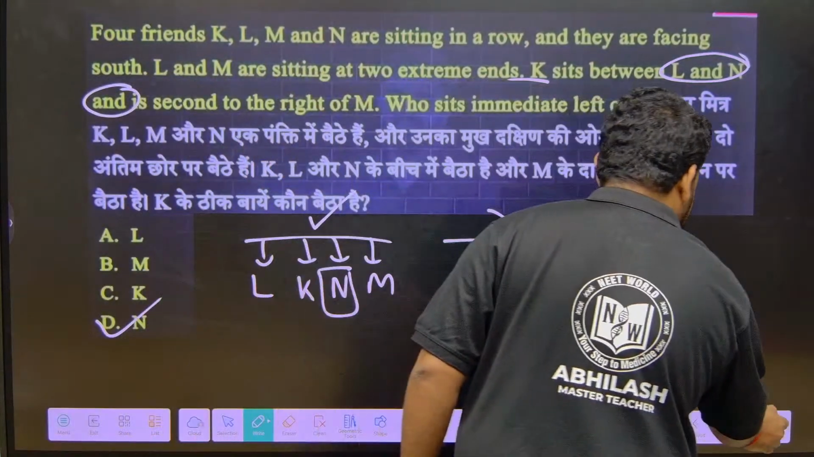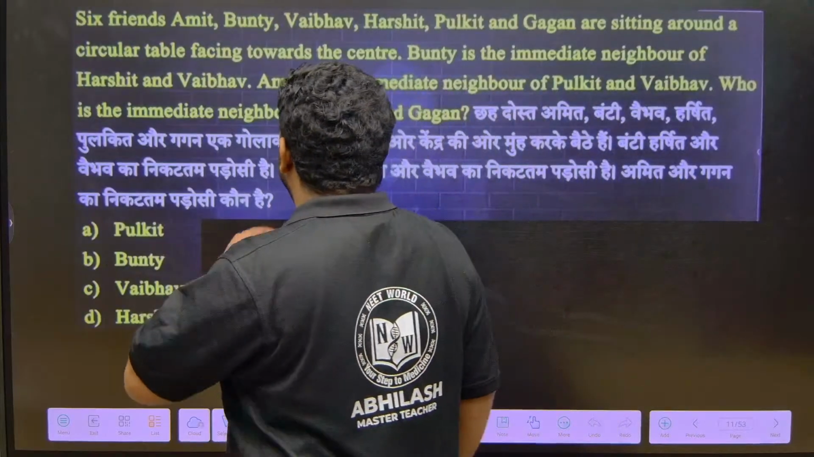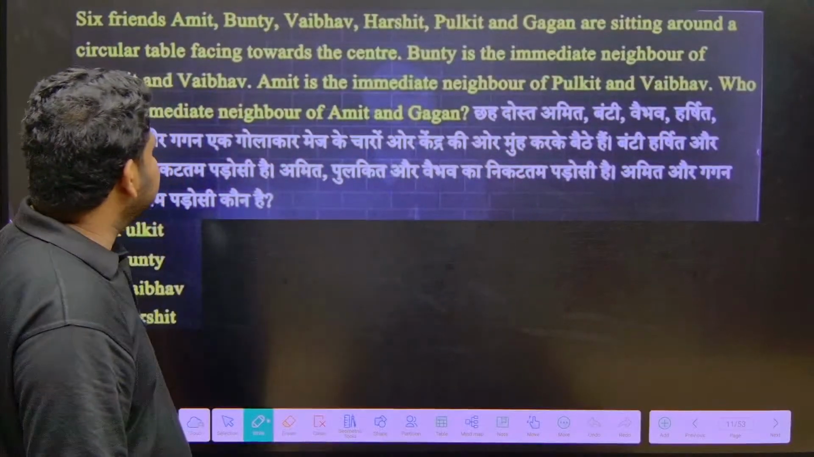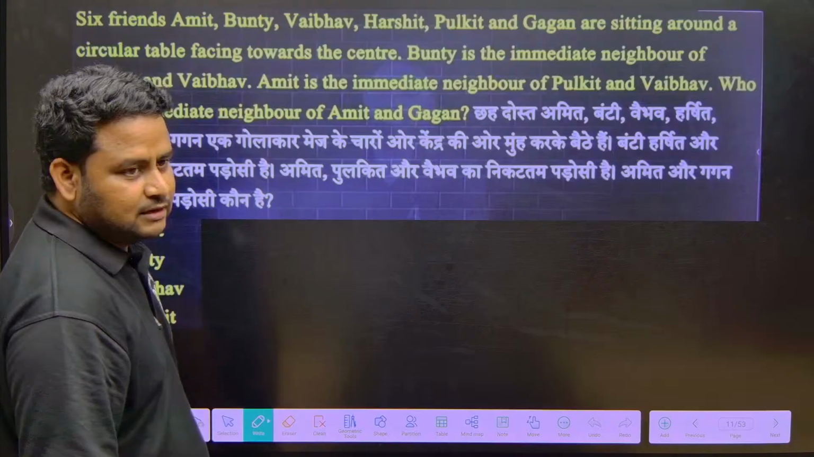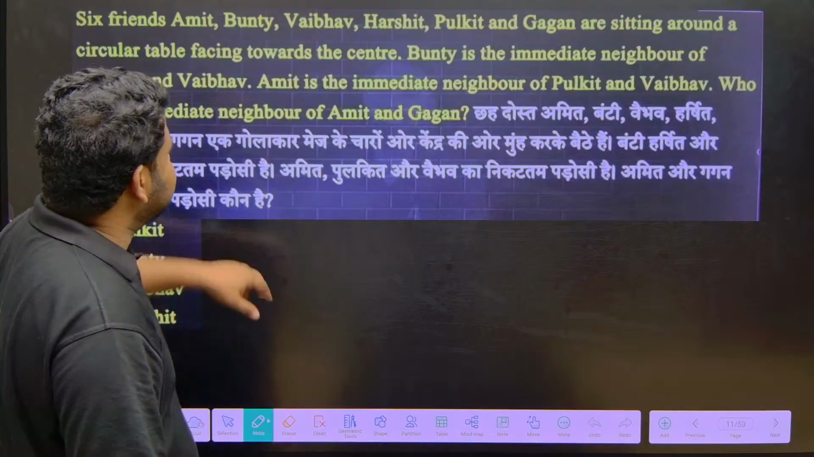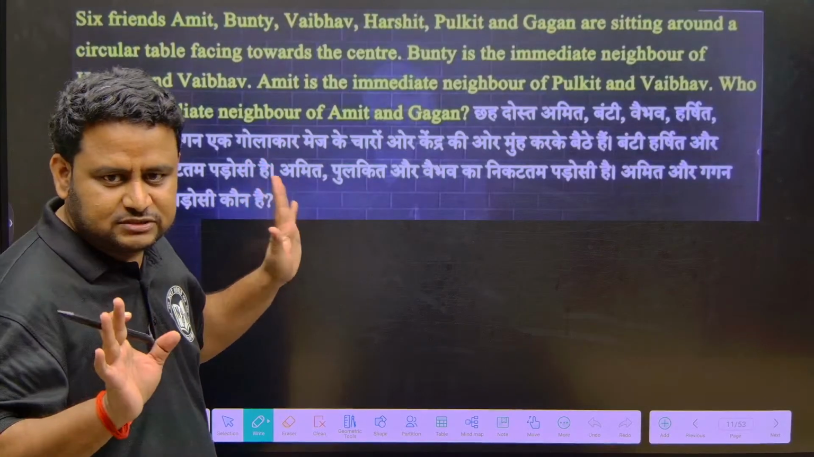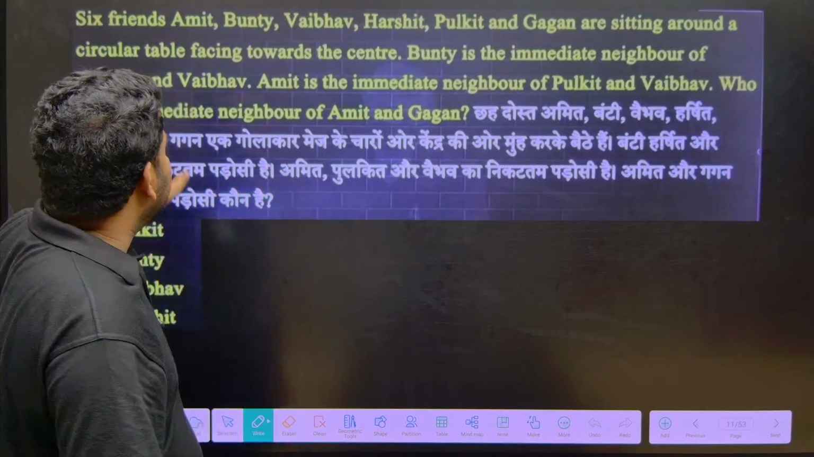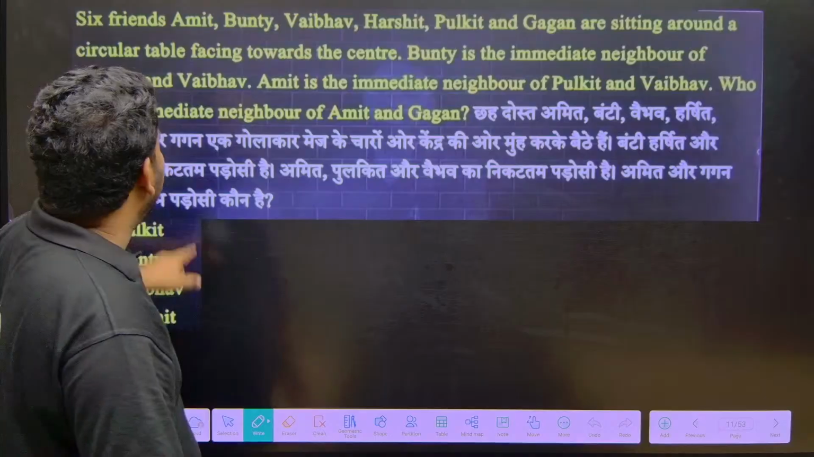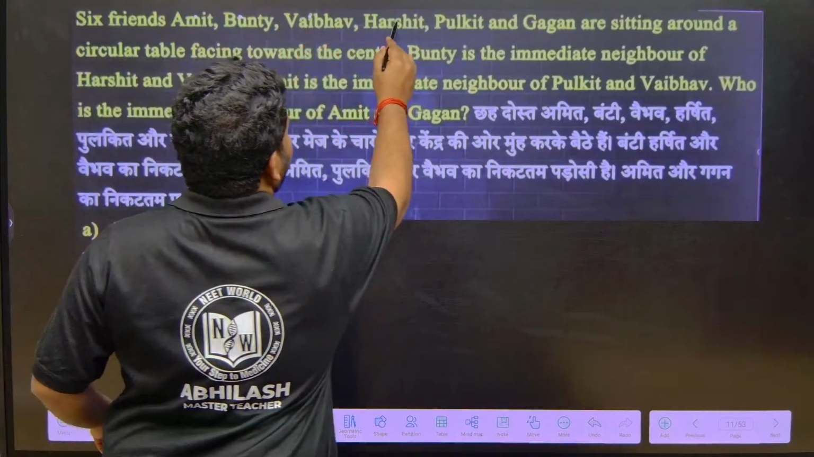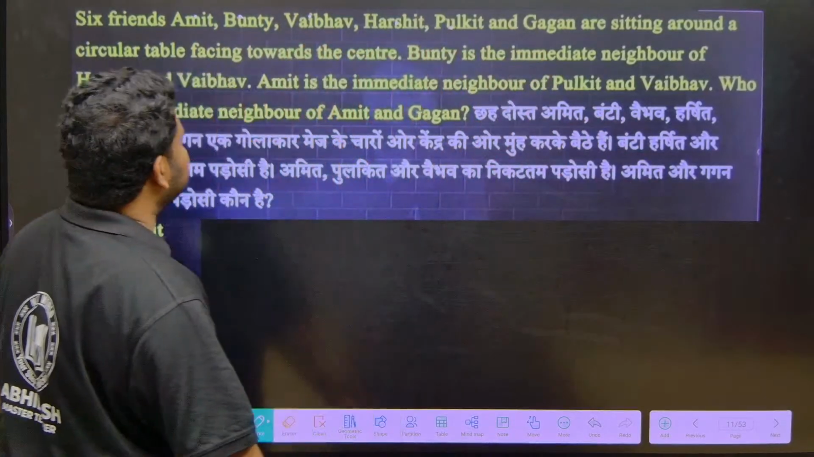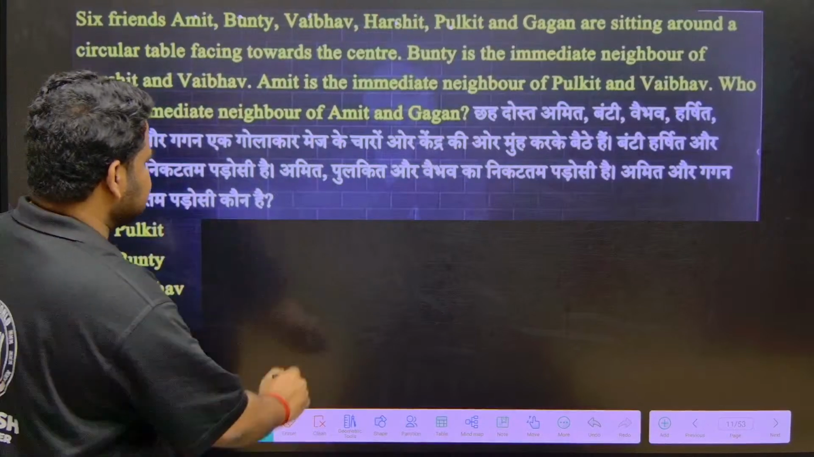Let us move to the next question. They are telling: 6 friends, Amit, Bunty, Vaibhav, Harshit, Pulkit and Gagan are sitting around a circular table facing towards the center. When they give such names, don't write full names and waste your time. Use the first letters. How many persons are there? 1, 2, 3, 4, 5, 6 persons are sitting around a table and facing towards the center.